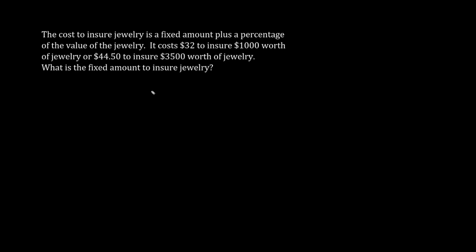Let's try the systems word problem. The cost to insure jewelry is a fixed amount, F, plus a percentage, P, of the value of the jewelry. It costs $32 to insure $1,000 worth of jewelry.